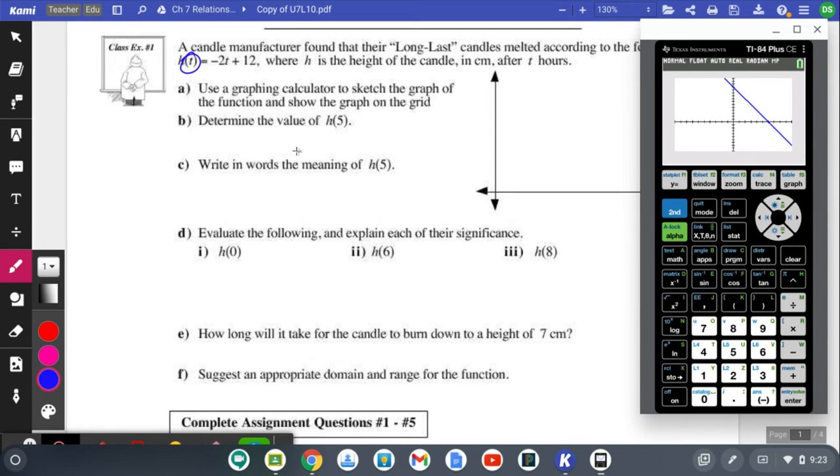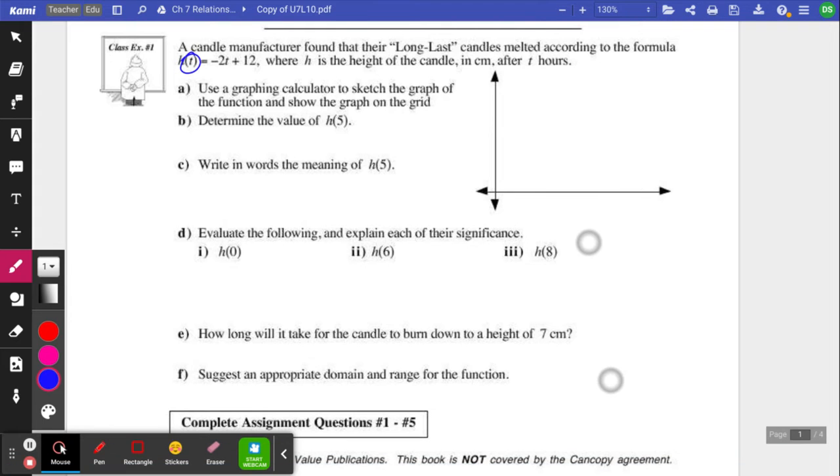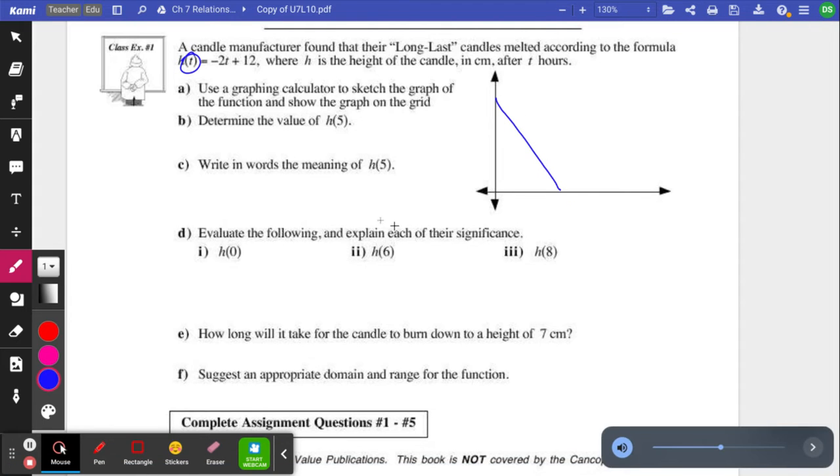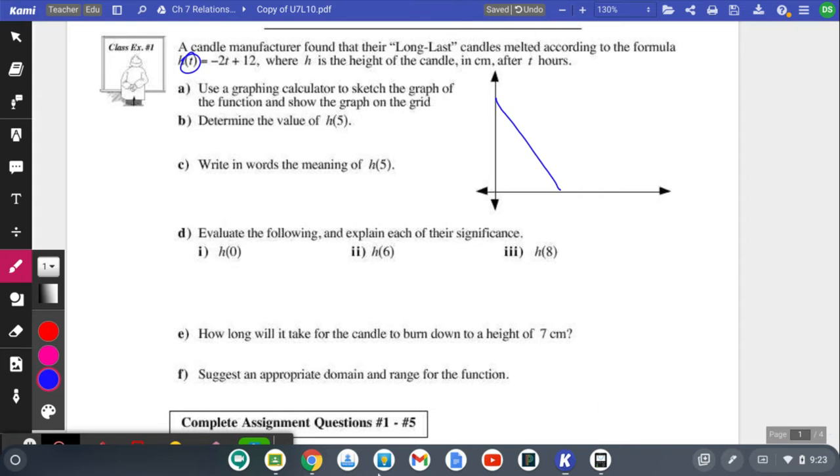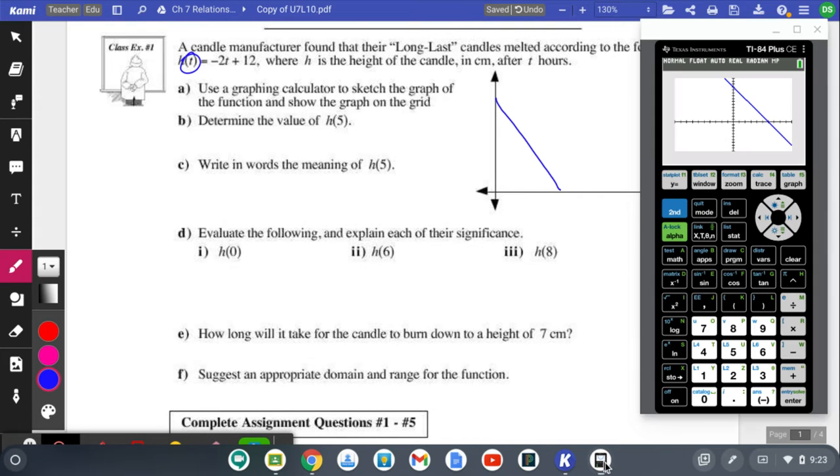Okay, then it says determine the value. So we need to draw this picture. Here's my picture. Good. Is that the only part that matters? Do I need to go down further? No, we don't. Your candle doesn't become negative height. Because what is the y value of this question? Height. The height of the candle.